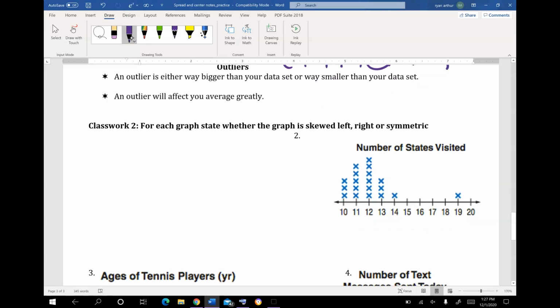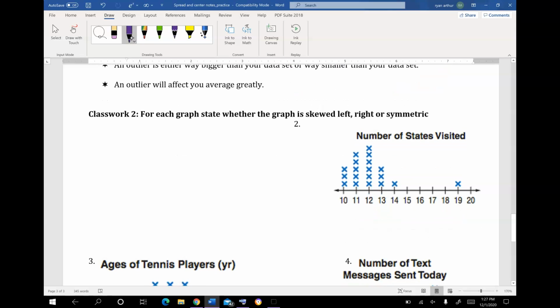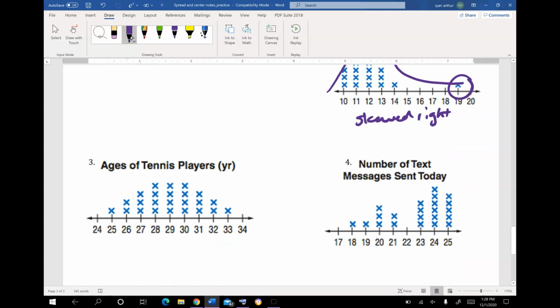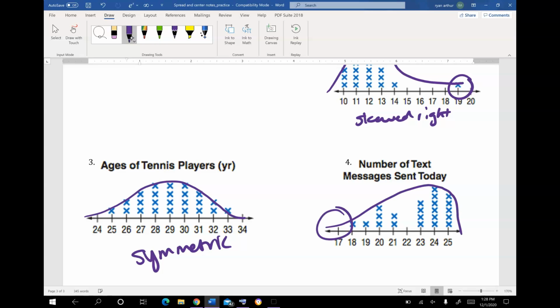So for each of these graphs, I want you to state whether the graph is skewed left, right, or symmetric. So what I do is I kind of do a curve. So see how the tail's over here? This is skewed right or positive, okay? And that's an outlier right there, okay? This guy, when you trace it, that looks pretty symmetric, doesn't it? So this is symmetric. This guy, when I draw the stuff, where's my tail at? It's over here, which is on the left. So that's skewed left. It didn't have any outlier, but it was still skewed left.